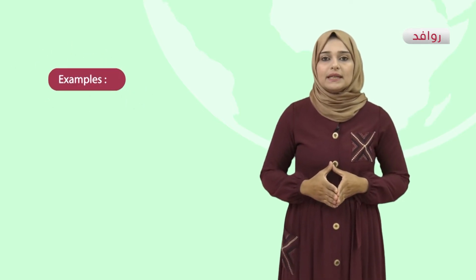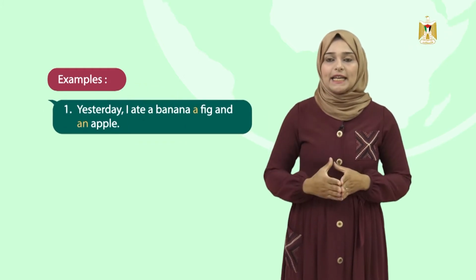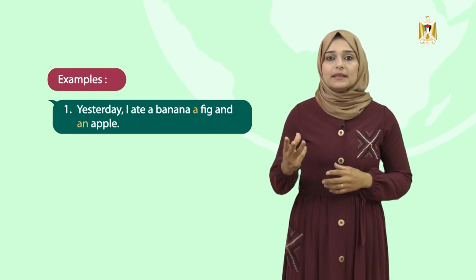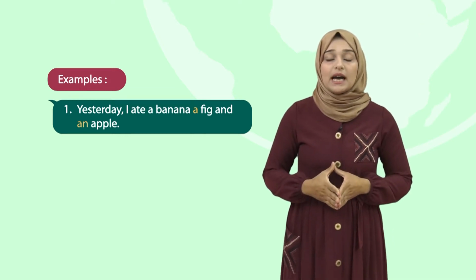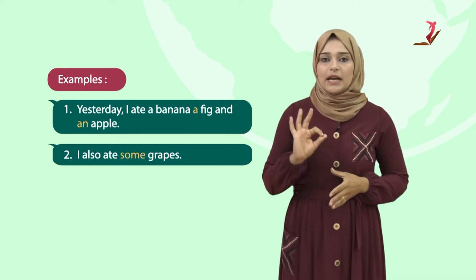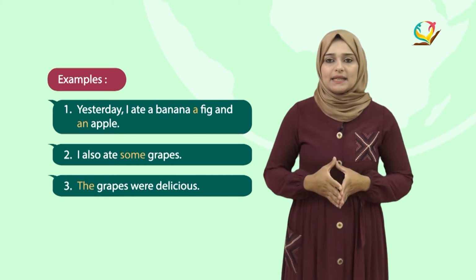First of all, let's read this example. Number one, yesterday I ate a banana, a fig, an apple. Number two, I also ate some grapes. Number three, the grapes were delicious.